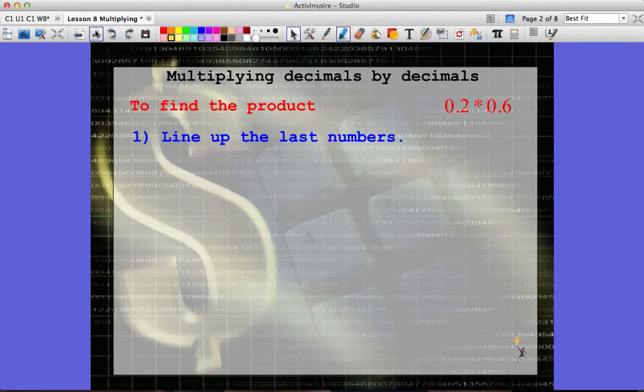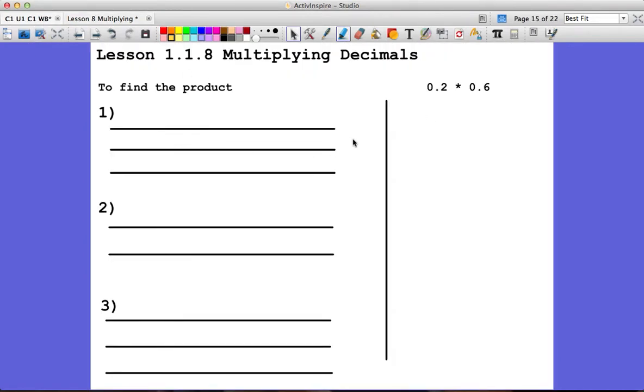Now, what's different when we multiply decimals is that in this case we don't line up the decimals, we line up the last digits or the last numbers. So in this case, the decimals do line up because we're going to line up the 2 and the 6. Those are the last digits, so we line them up. Okay, again, you have this in your notes, so you're going to write what you did here, and then you're going to show that this is step 1.